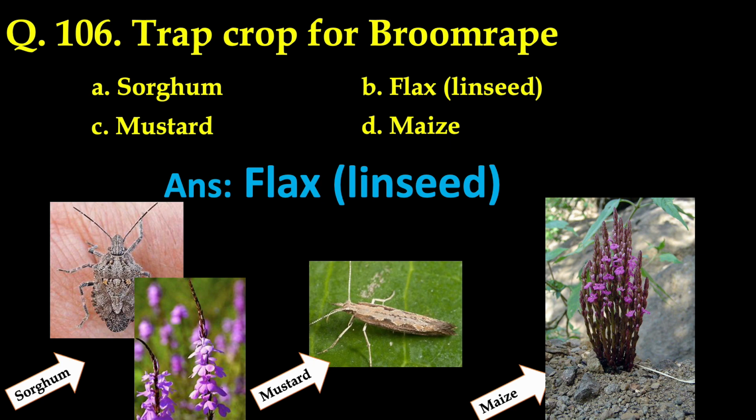As we know, sorghum is a trap crop for root parasitic plants like Striga hermonthica of the family Orobanchaceae, and for the panicle feeding stink bug, that is Nezara viridula. Mustard is a trap crop of diamondback moth. Then maize is a host plant of Striga, but maize is a non-host plant for at least 3 broomrape species, including Ramosa broomrape, that is Orobanche ramosa, then sunflower broomrape and clover broomrape.